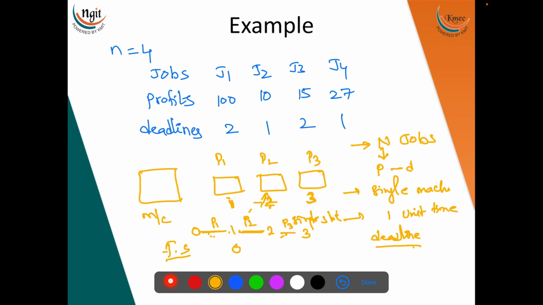Now what is an optimal solution? An optimal solution should be feasible first of all, and then the feasible solution which gives either maximum profit or minimum cost, if it is a maximization or a minimization problem, is an optimum solution for the problem. This is what the basic job sequencing with deadlines problem is.